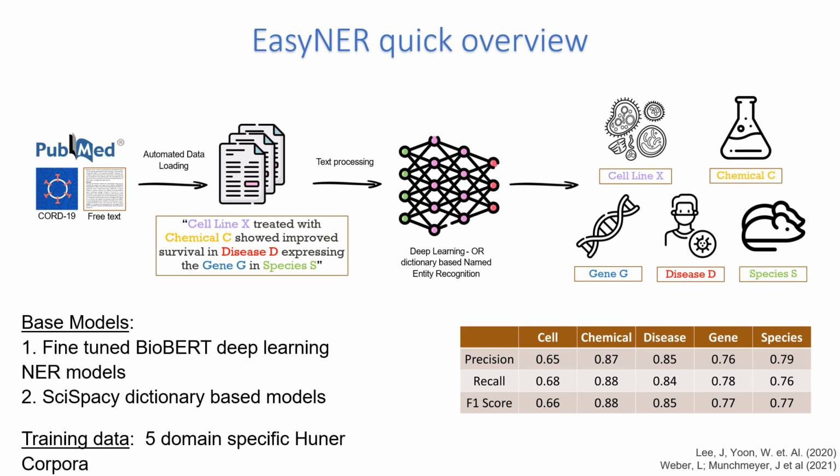A quick overview. We used fine-tuned BioBERT deep learning models for detection, and we also used scispaCy dictionary-based models. And of course, this whole pipeline is scalable. So if you have your own models that you want to use or integrate to the pipeline, it's very doable. This is, of course, for the advanced users, but we have left this option for you. As training data, we used 5 domain-specific HUNER corpora, which include cell line, chemical, gene or protein, disease, and species.